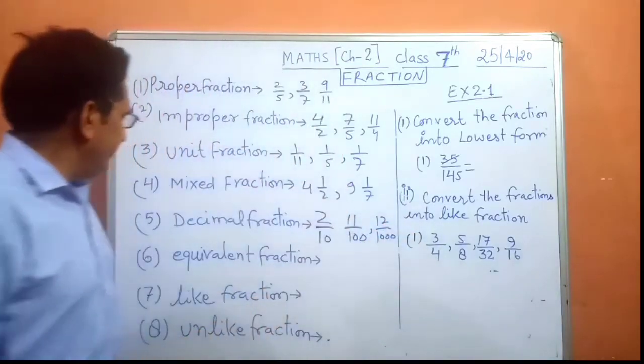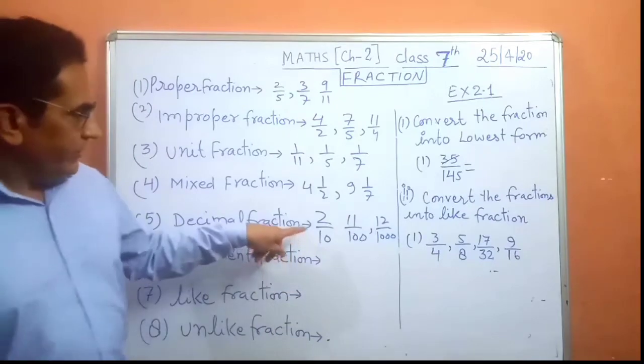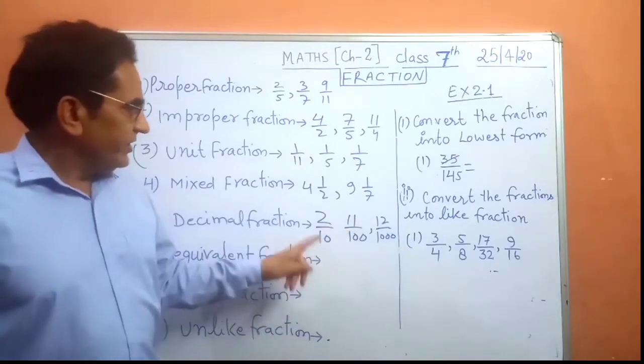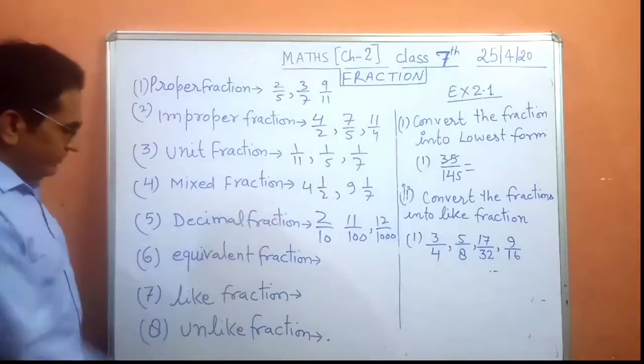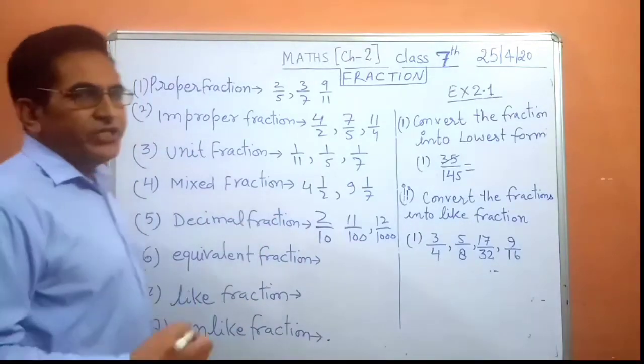Decimal fraction: 2 upon 10, 11 upon 100, and 12 upon 1000. These all are examples of the decimal fraction. If we divide all these numbers, the answer will come out in the form of a decimal. That's why it is called a decimal fraction.